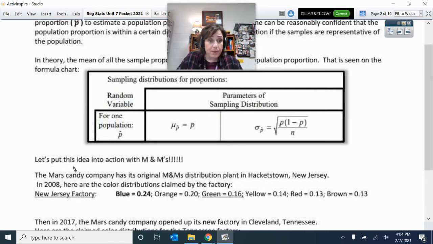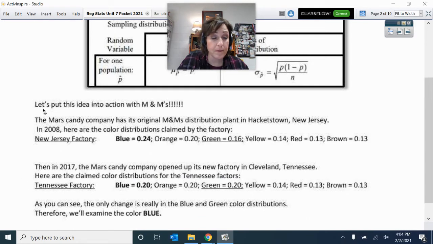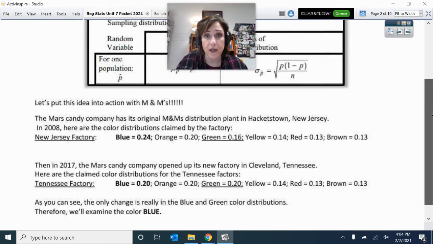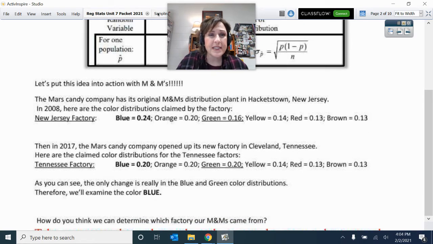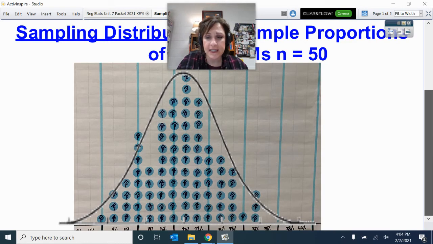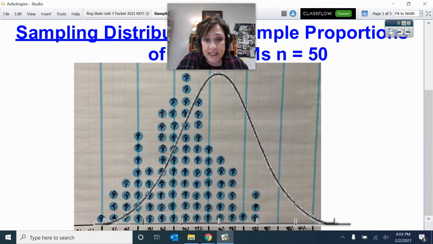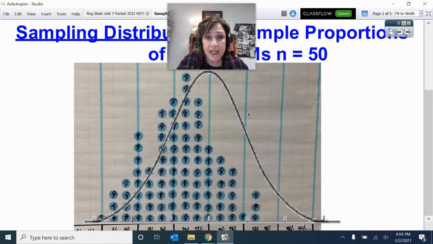So, for example, in 2008, the M&M's Candy Company put out the distribution of their M&Ms from Hackettstown, New Jersey, and those were 24% blue. And then the orange was 20%, and you can see the other distributions here. But, and this happened for real, I did one of these sampling distributions. It looked like this, and I expected the data to be centered right here. Here is the 24%, but the data looked like this.